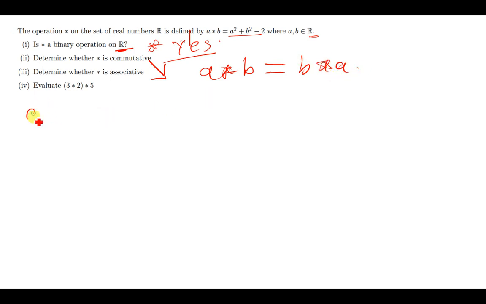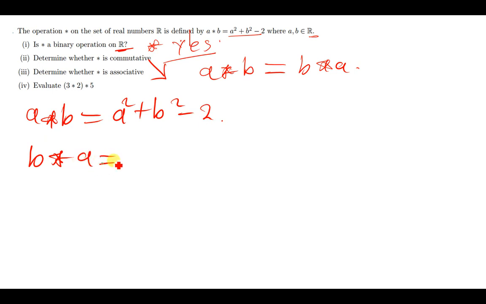So let's find A star B in this expression. A star B is simply A squared plus B squared minus 2. So let us find B star A. While there is A, we put B. While there is B, we put A. So we'll still have the same thing.